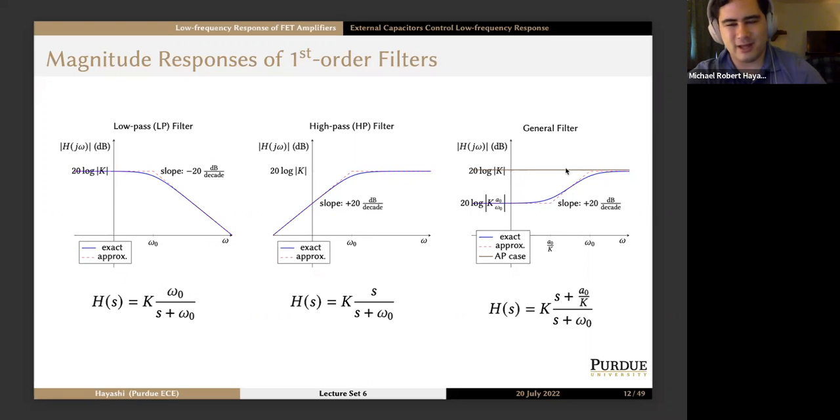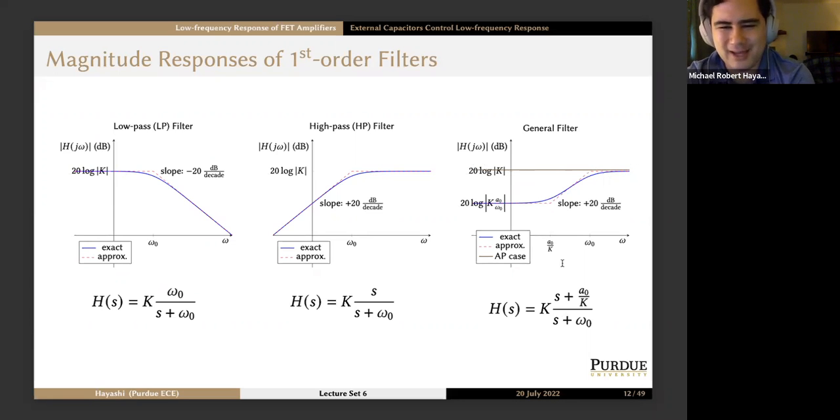Now you can also have the general filter the other way, where you start high, slope down at negative 20 dB per decade, and then flatten out. That would be the more low pass like general filter. That just means that omega naught is less than a naught over K. And of course, here's the dashed line showing the Bode plot approximation, which is a little bit off where things change quickly, but as a whole, it's not that bad of an approximation. And then we have this brown line right here where it just stays flat.